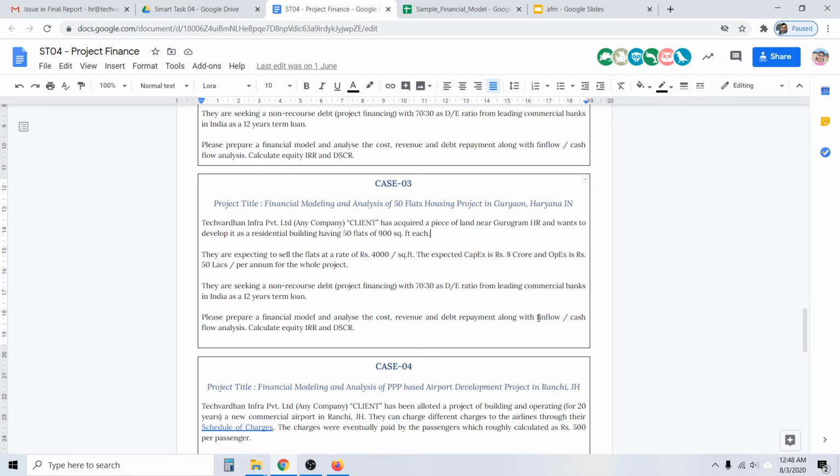Okay, but how to calculate the revenue parameter? And when they sell the flat, there is so much confusion, right? They sell the flat, and what if they sell all the flats in the first year, not in the second year, something like that? So in that case, what is the deal with the banks? The bank gives them a loan for the construction.